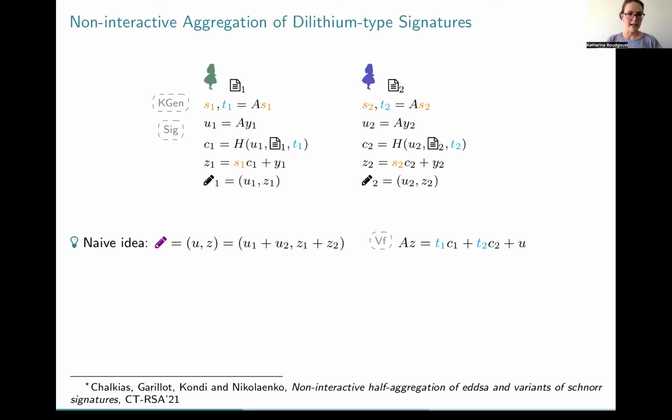And the observation that we have is that if we have two Alices who do this process in parallel and we obtain two signatures, (U1, Z1) and (U2, Z2), then the verification was just a linear equation. And we could hope that we can just add everything together.